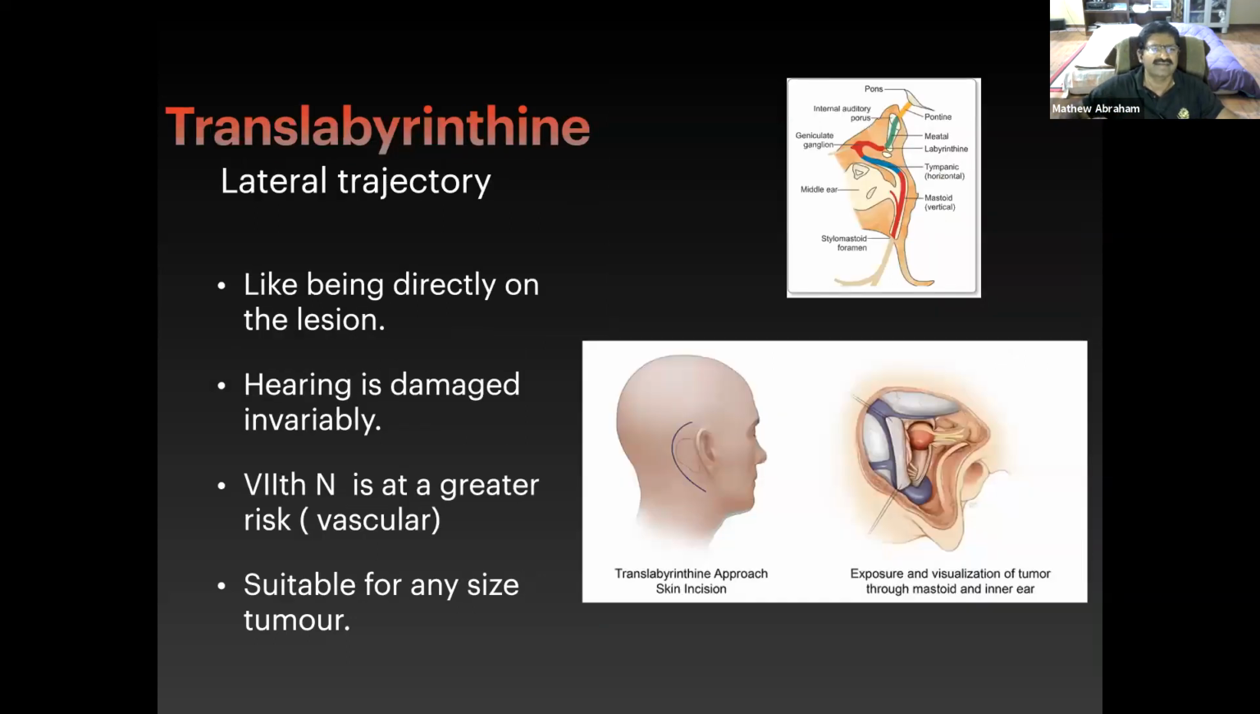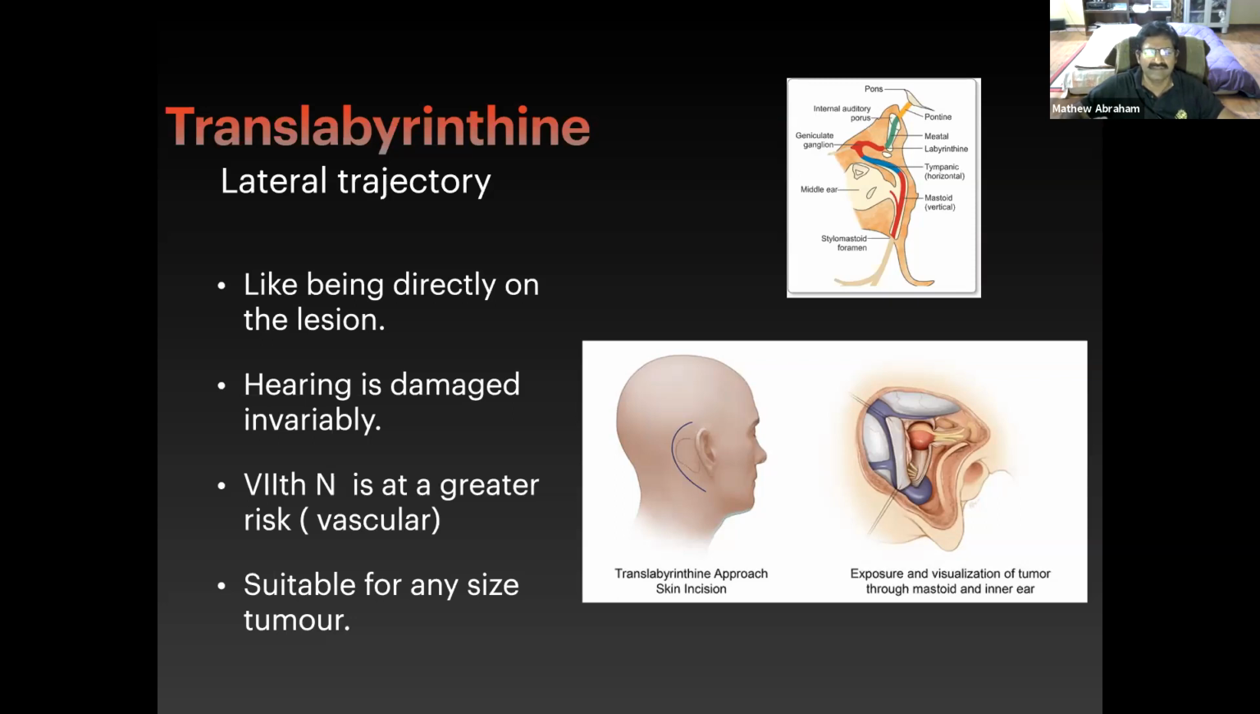The translabyrinthine approach is a lateral trajectory. It's like being directly on the lesion. It's not directly on the lesion, but it looks as if you're directly on the lesion. It has to compromise the hearing apparatus to reach it. So this is the picture where you approach directly towards the tumor. The posterior aspect is avoided. You go lateral, that means you avoid the cerebellum, so this gives the best opportunity to protect the cerebellum. However, you have the hearing damaged.